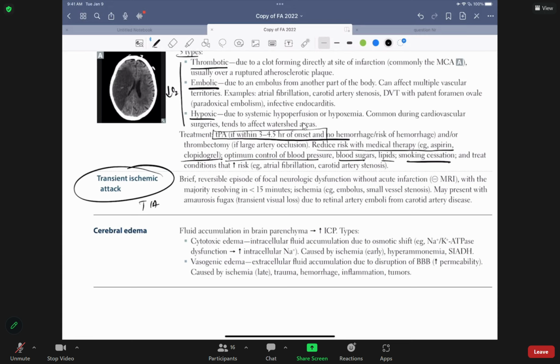TIA is like a warning sign people get. It's like a quick thing that comes and goes. It's indirectly telling you that you have a lot of atherosclerosis in the cerebral arteries. Is that clear, folks? So it's like a warning sign. Some people are smart. They pick up that warning sign and come to the ER, so they will never get a stroke. Some people ignore it.